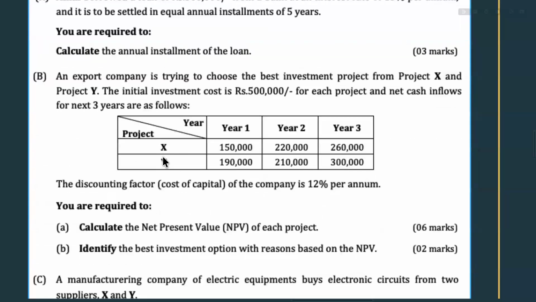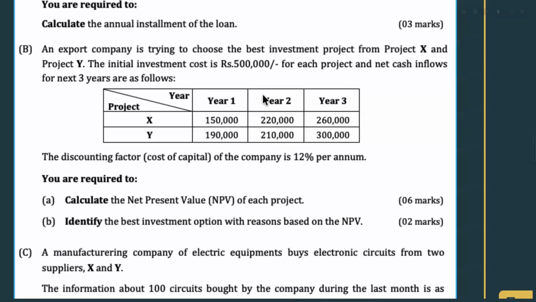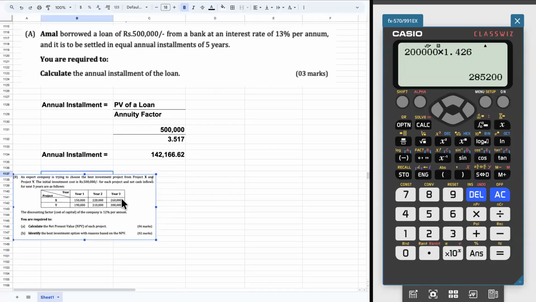right? And the other question is, an export company is trying to choose the best investment project from project X and project Y. The initial investment cost is rupees 500,000 for each project. And the net cash inflows for the next 3 years are as follows. The discounting factor is 12% per annum. Calculate the net present value of each project. Identify the best investment option. So a similar question. There is no change.